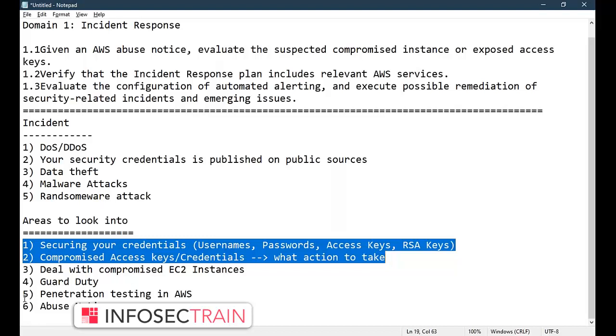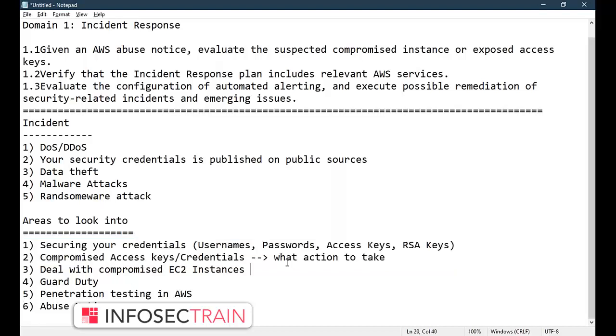That's it. Any doubts in this till now, team? Domain one, any doubts you have? Anything you want to add, or do you have a query? Others?